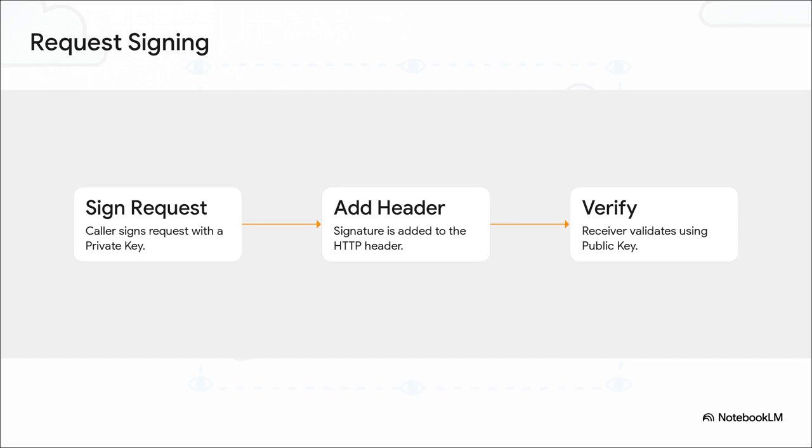In step 2, that signature is added to the HTTP header. And then in step 3, the receiving service doesn't just blindly trust the caller. Instead, it uses the caller's public key to unscramble that signature. If the unscrambled data perfectly matches the incoming request, it mathematically proves two crucial things. First, that only the holder of the true private key could have signed it, and second, that the request was not altered by anyone in transit.